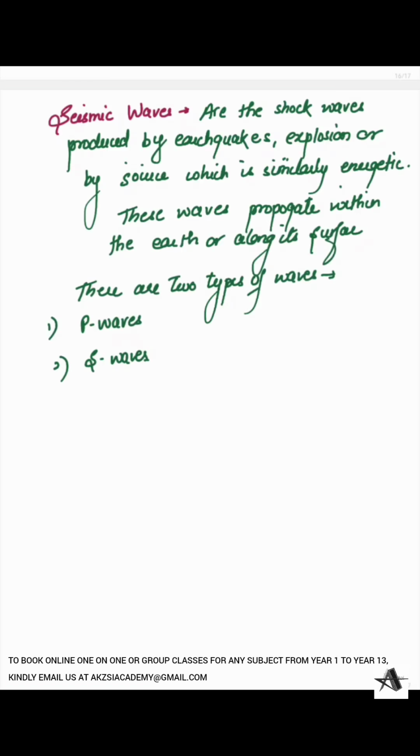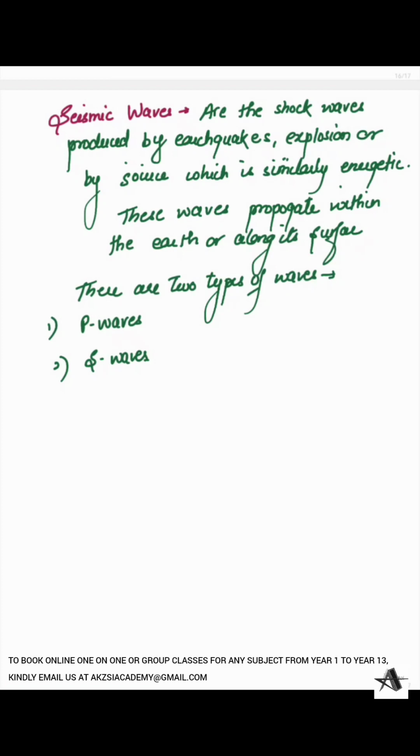So let me write down the definition of seismic waves. How can you define them? They are basically the shock waves that are produced by an earthquake or any kind of explosion. It can be a volcanic eruption as well, or any source which is similarly energetic. These waves propagate within the earth or along its surface. As I described, there are four main types of seismic waves, but we will be studying the two main ones, which are the P wave and the S wave.